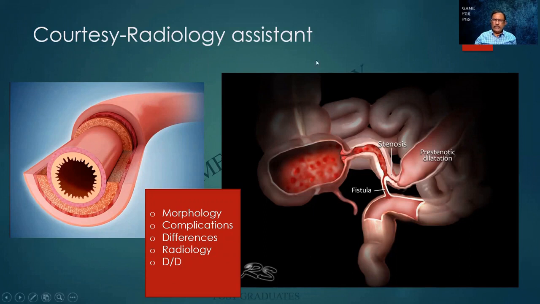A beautiful picture from radiology. Sometimes, I envy radiology nowadays because they have better imaging facilities and they have literally overtaken the absolute truth of pathology. We can be asked questions like this. What is the morphology? What are the complications? What are the differences? What is the radiological picture? What differential diagnosis can you see?